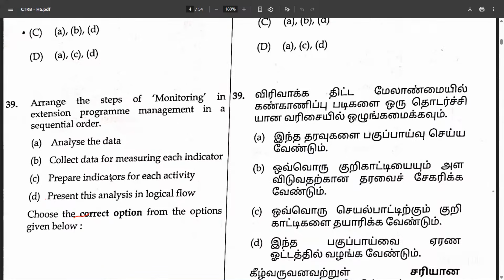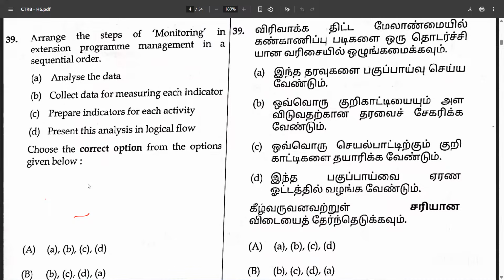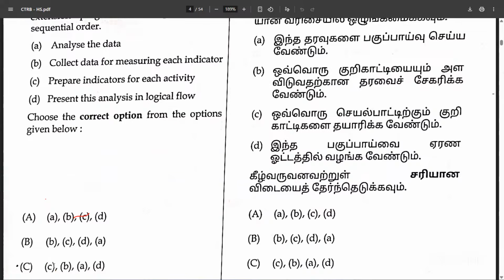The 39th question is where we have to arrange the steps of monitoring in extension program management in sequential order. This question is from extension education, and they're asking you to arrange the process of monitoring. Here are four steps: analyze the data, collect data for measuring each indicator, prepare indicator of each activity, then present this analysis in a logical flow. The correct arrangement will be code C. First we prepare the indicator for each activity, then collect the data for measuring each indicator, then A, analyze the data, and at the end we present our analysis in a logical flow. So this will be the method of monitoring in extension program.